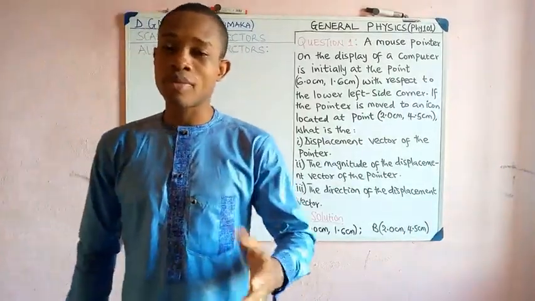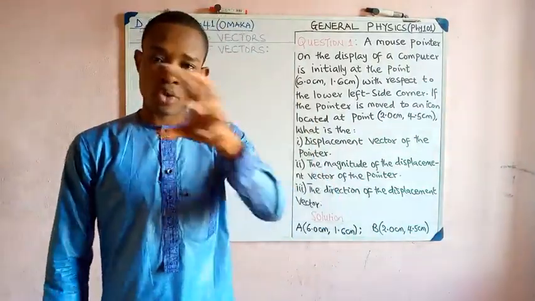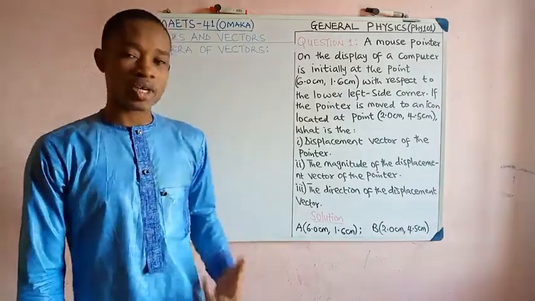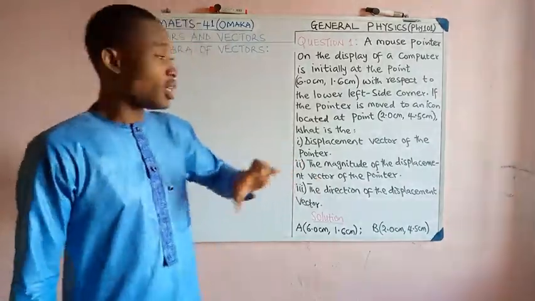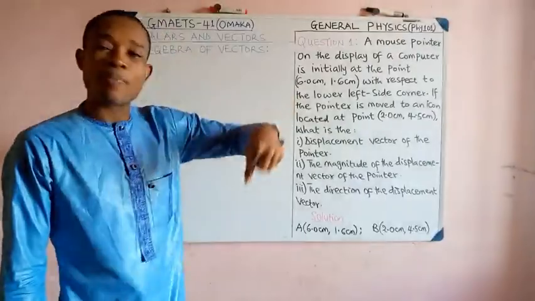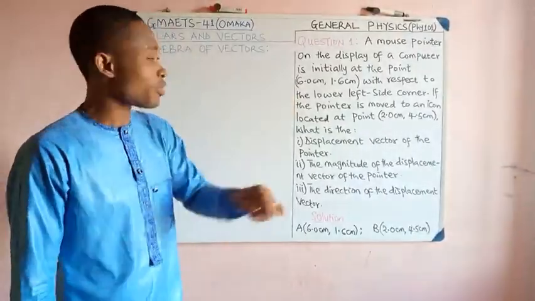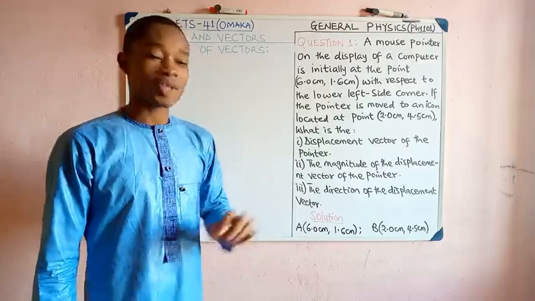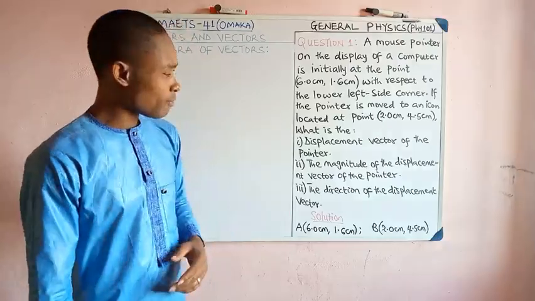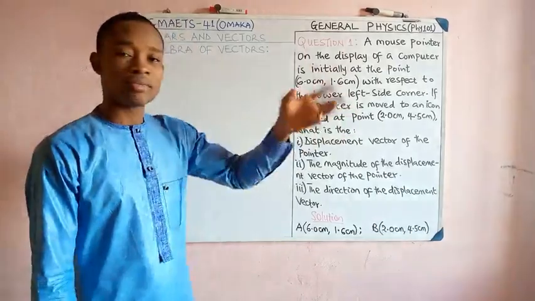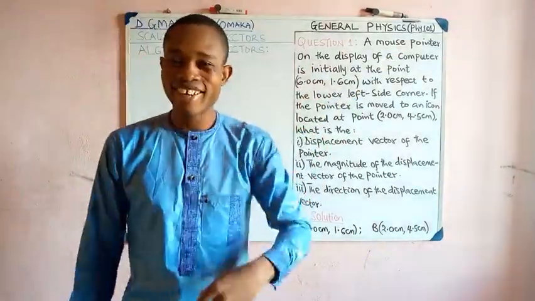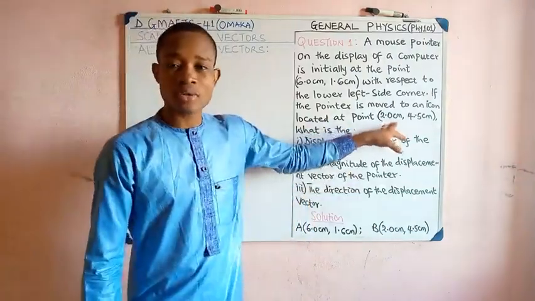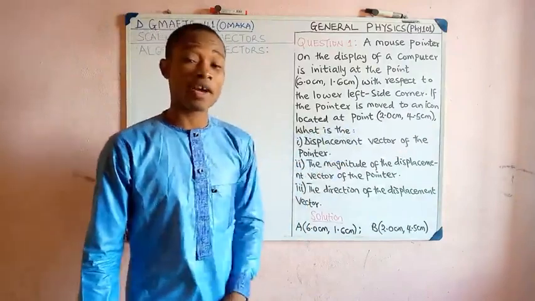So how do we solve this problem? It's a simple one, okay? We have 2 points on the computer screen. Initially, the mouse pointer is at the lower left side corner of the screen, and they give us the coordinates of that point to locate where the pointer is specifically on the computer screen, at 6.0 centimeter, 1.6 centimeter. So you can actually locate it considering the x and y coordinate. And then the pointer was moved to an icon, okay? You know, your computer screen has icons everywhere. So the icon is at the position located by this coordinate 2 centimeter, 4.5 centimeter.